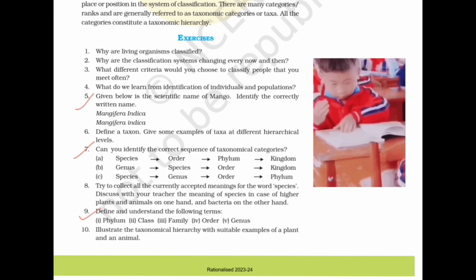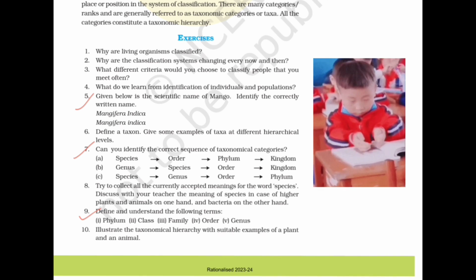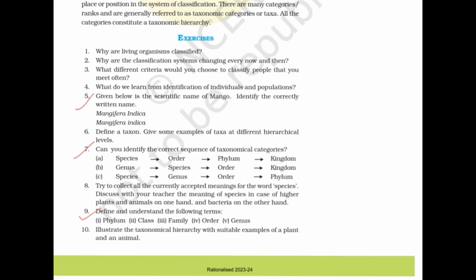At least try to do the questions in your text before going to other texts and doing application level questions. First, do them from your NCERT, be thorough in your NCERT, and then go further. Thank you. This chapter is over.